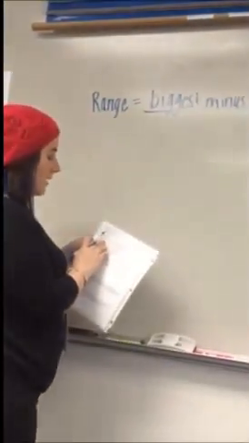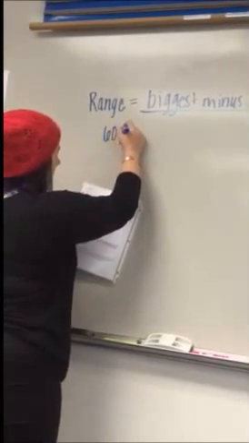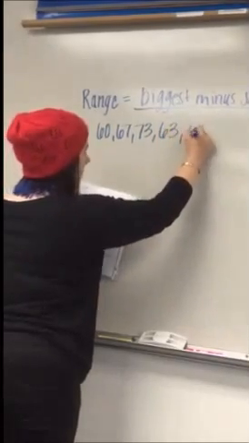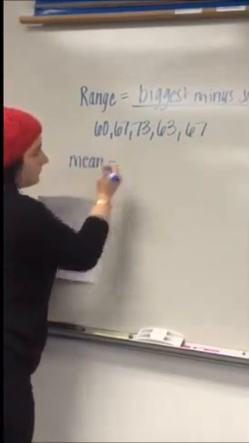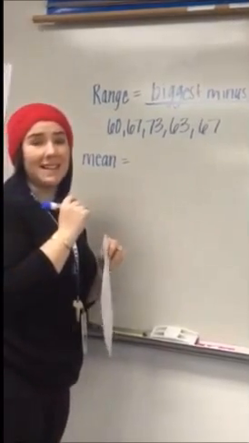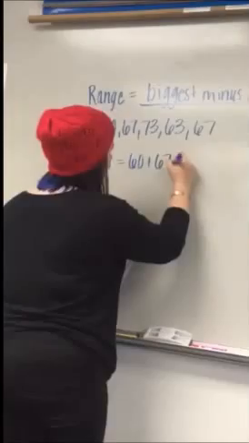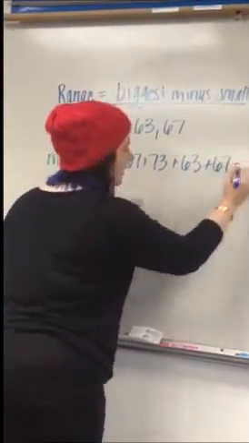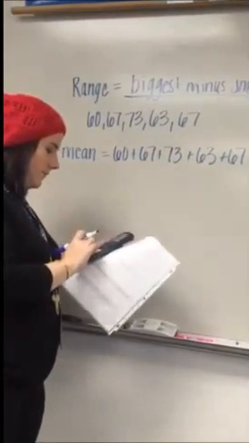So for example 1, calculate the mean and range of the following data. I have 5 test scores. There's 60, 67, 73, 63, and 67. And I want to find out the mean and the range. First, to find out the mean, I need to add together all of the numbers. So 60 plus 67 plus 73 plus 63 plus 67. I'm going to take my calculator and I'm going to add them all up.